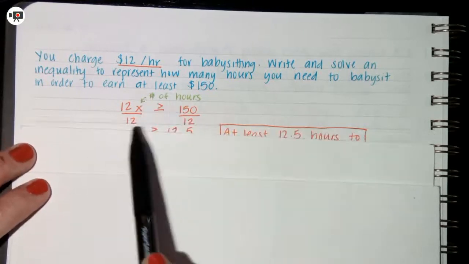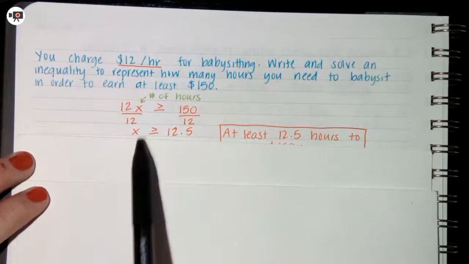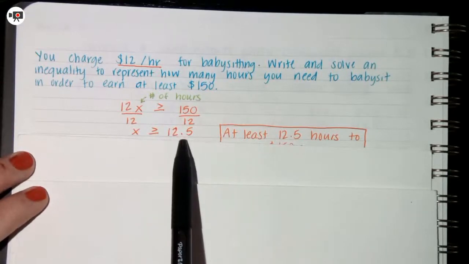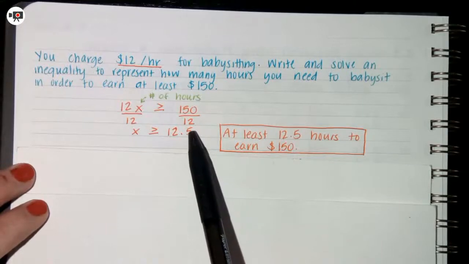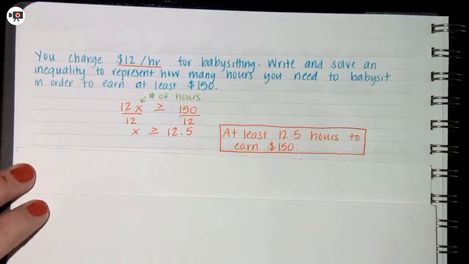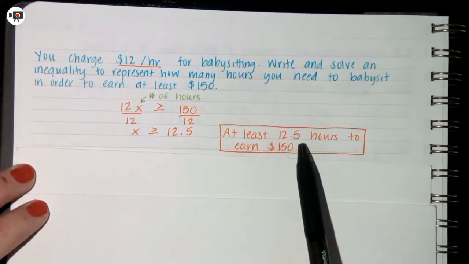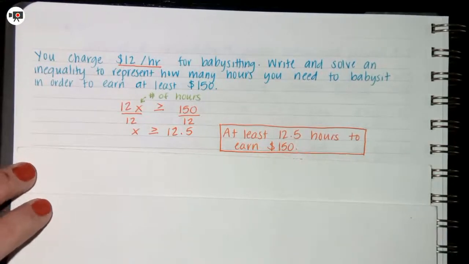To solve for x, we're going to divide each side by 12, and x is greater than or equal to 12 and a half. It did not say that we could only work in whole hour increments, so a half hour is fine. So we need to work at least 12 and a half hours to earn $150.